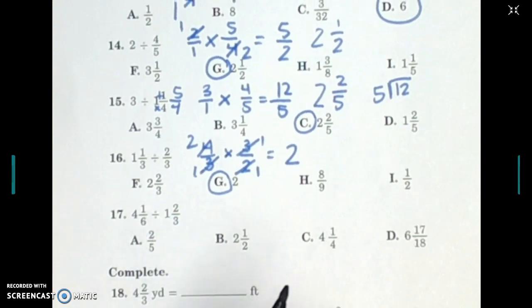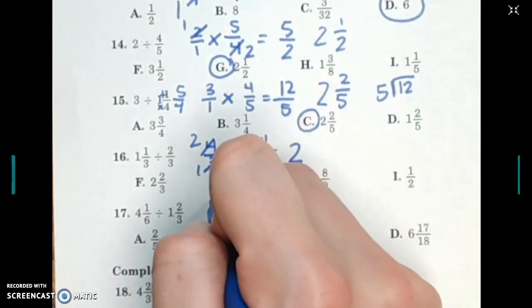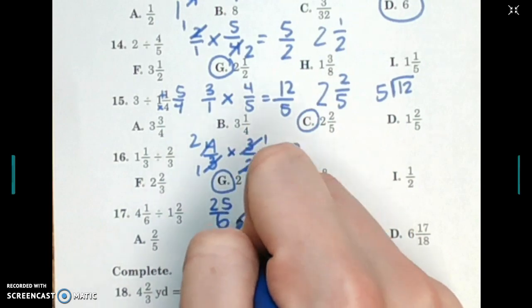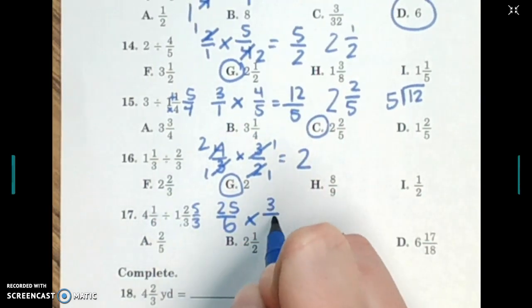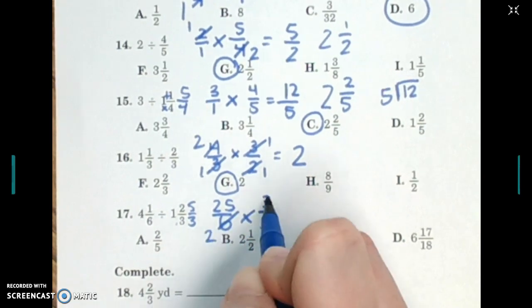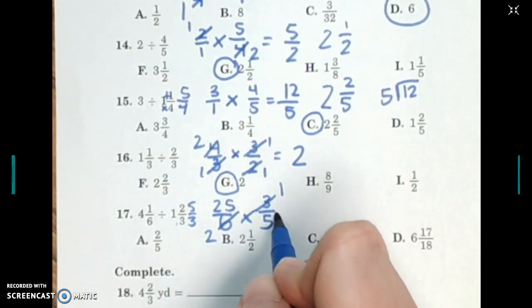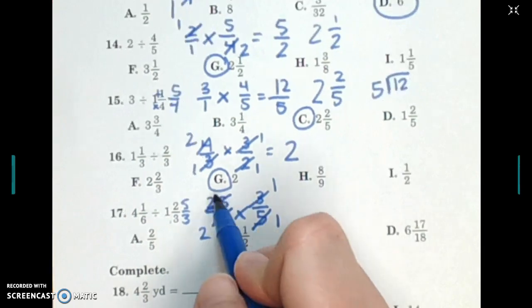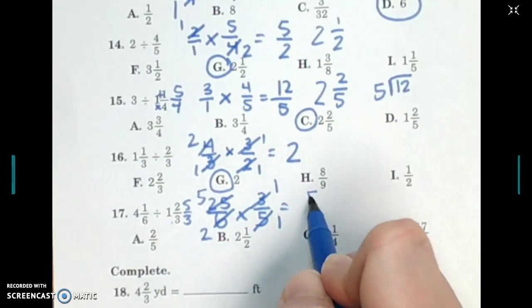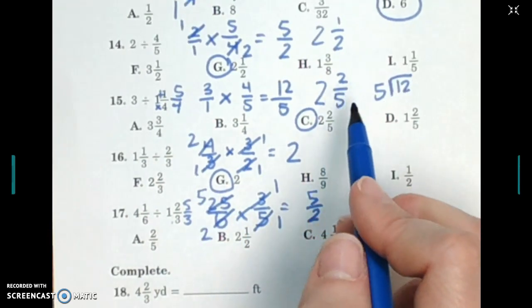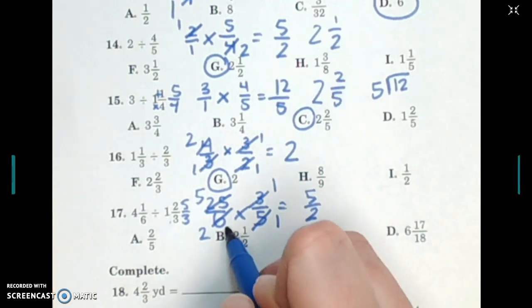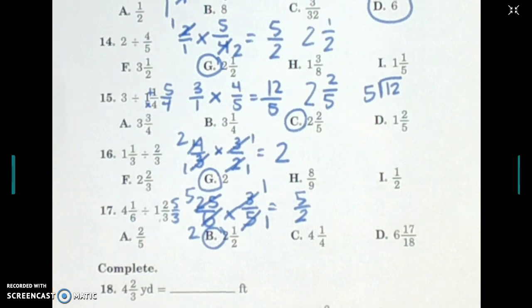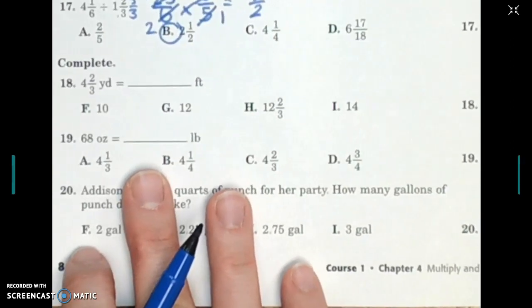17, we have to change these mixed numbers first, so 2 4/6, 25 over 6, 3 4/5, 19 over 5, flip it, we get 5 over 19. 6 becomes a 2, 3 becomes a 1, 5 is a 1, 25 is a 5, so 5 over 2, and I just did that one right up here, so I know my answer is B, 2.5. Okay, on these ones, if you don't have them memorized, make sure you're getting out your chart.